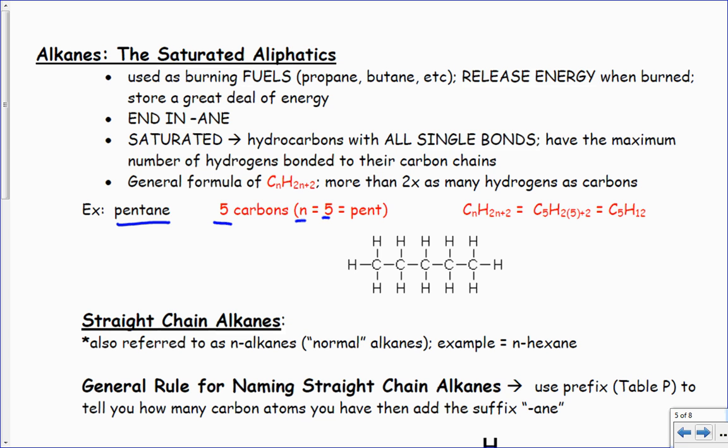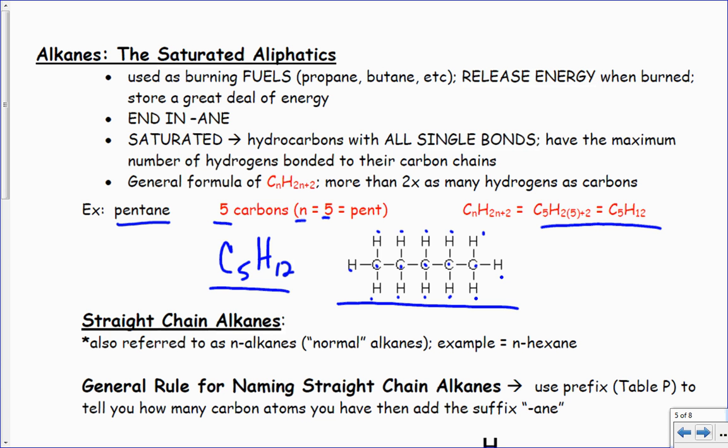So if I plug that back in, that'd be C5. And then the H, it's going to be 2 times 5, which is 10, plus 2 is 12. And then here's 1, 2, 3, 4, 5 carbons, and 1 through 12 hydrogens. That's what it looks like. So here's the structural formula for pentane. And here is its molecular formula. And here it is done out for you already. You plug in the 5 for the n because that's how many carbons there are.